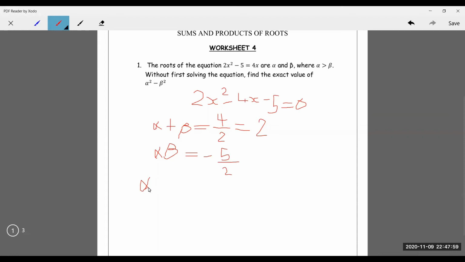Now this is the formula for alpha squared minus beta squared. Alpha squared minus beta squared is equal to alpha plus beta, and then alpha minus beta. Now to find alpha minus beta, this is going to be a lot of work, but I know what is alpha minus beta all squared.